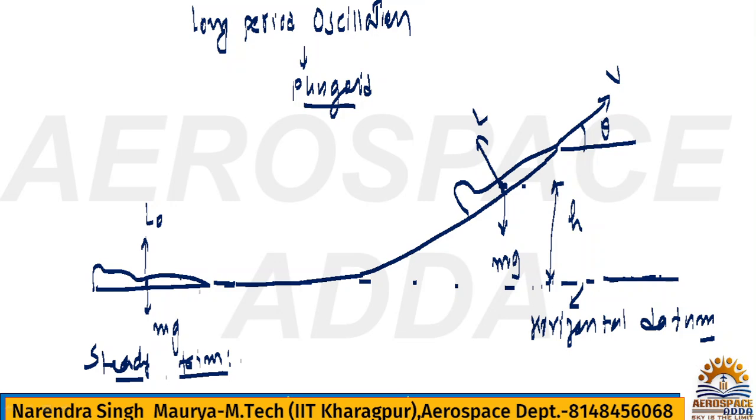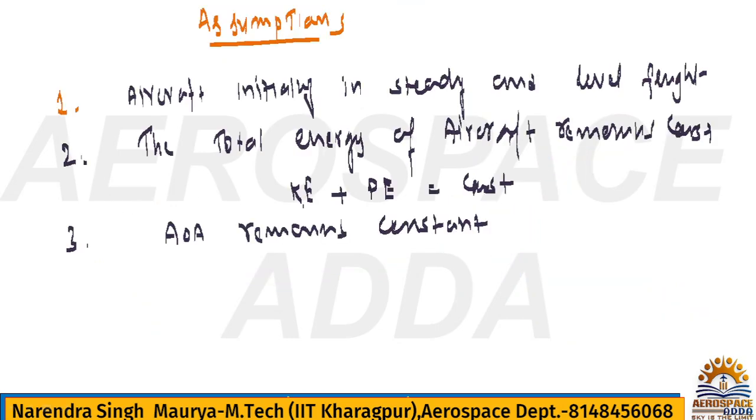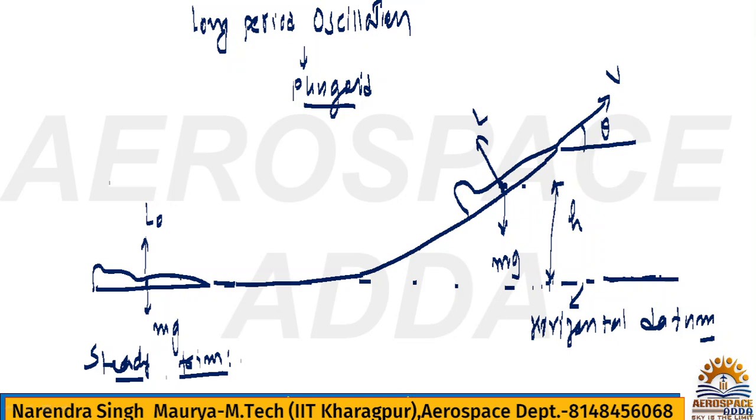If I say total energy, it means kinetic energy plus potential energy. So whatever the kinetic energy and potential energy for this plane is equal to the kinetic energy and potential energy of this plane. That is our main motive for assumption 2. It means the total energy for the plane at both points, at steady trim and at some altitude, will be the same.